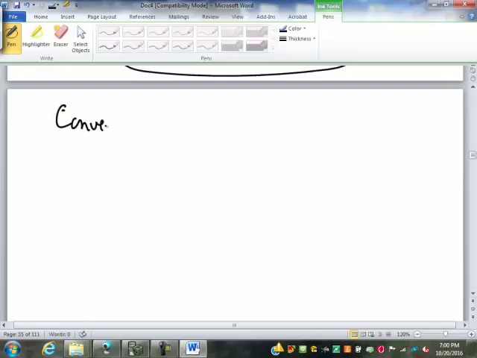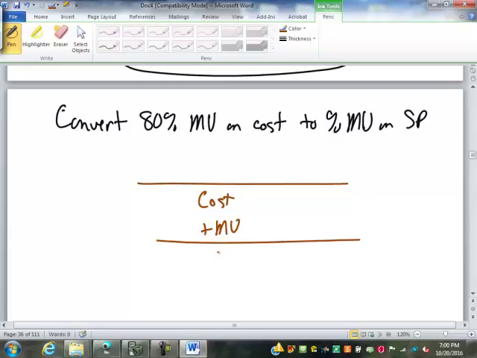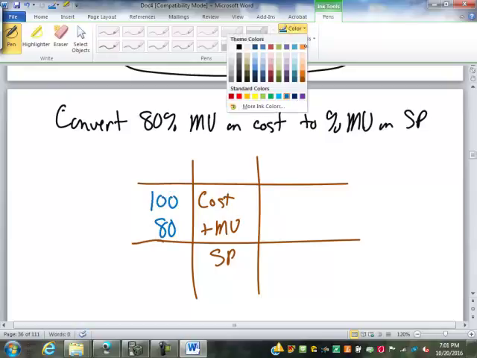I'm going to convert 80% markup on cost to percent markup on selling price. I'm not going to label my columns this time. 80% markup on cost means 80% goes here, 100 goes with the cost.